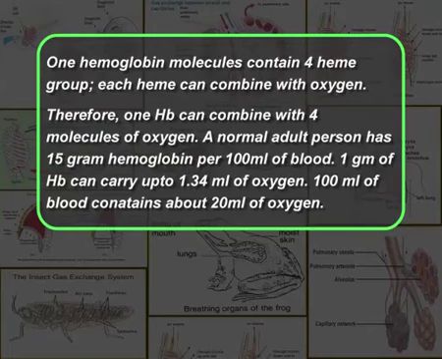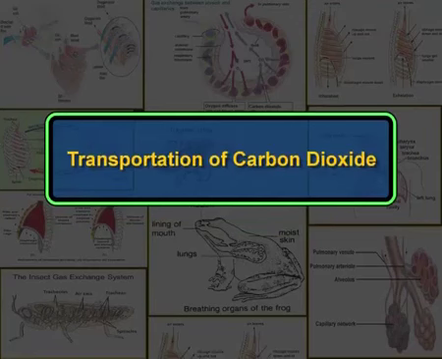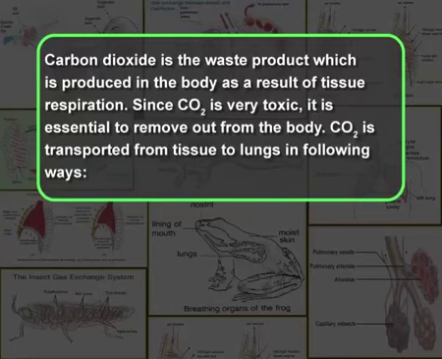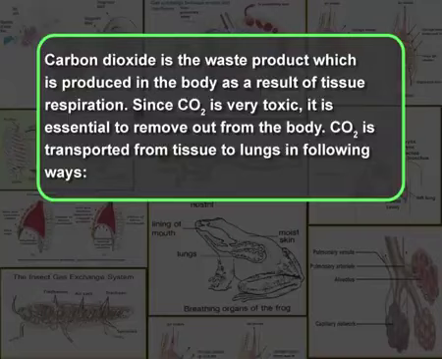A normal adult person has 15 gram hemoglobin per 100 ml of blood. 1 gram of hemoglobin can carry up to 1.34 ml of oxygen. 100 ml of blood contains about 20 ml of oxygen. Now, transportation of carbon dioxide. Carbon dioxide is the waste product which is produced in the body as a result of tissue respiration. Since carbon dioxide is very toxic, it is essential to remove it from the body. Carbon dioxide is transported from tissue to the lungs in the following ways.